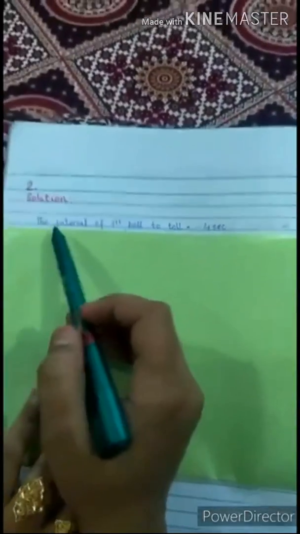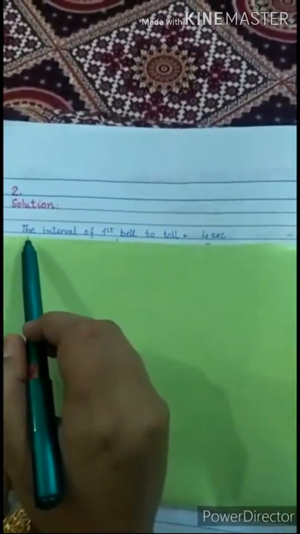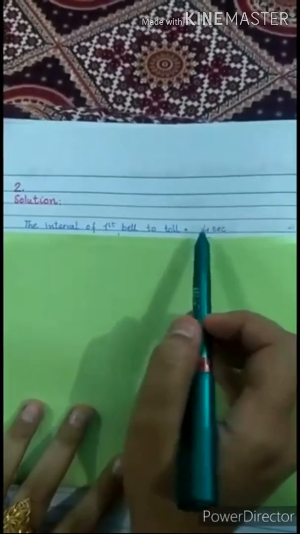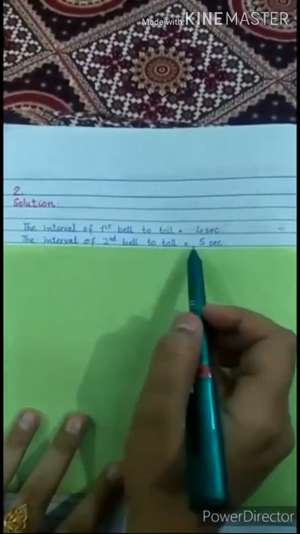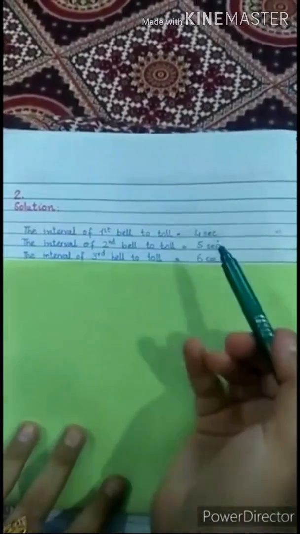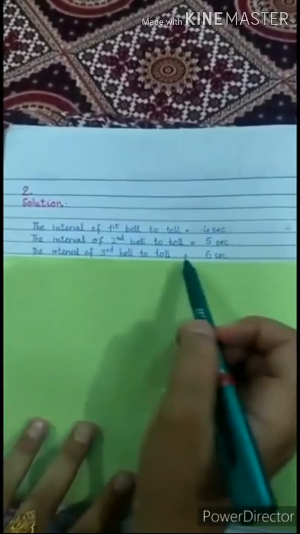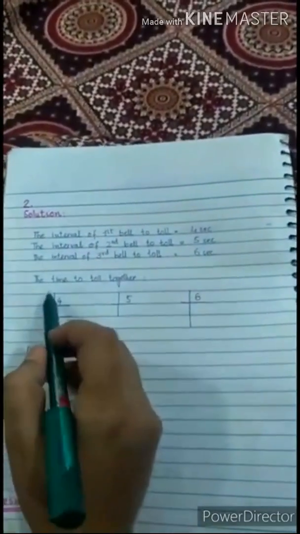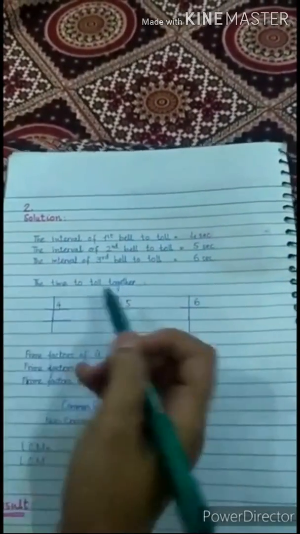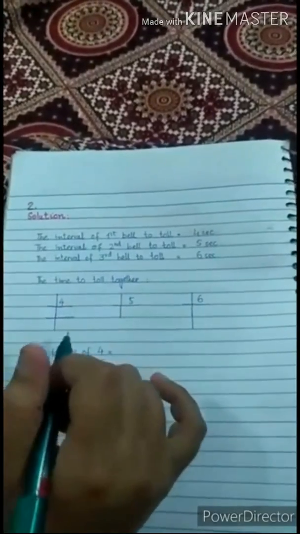Okay, the solution is: the first bell will toll at 4 seconds. So we will write the interval of the first bell to toll as equals to 4 seconds. The second bell will toll after 5 seconds. The third bell will toll after 6 seconds. So I have written a statement for this. You can use this statement. Now we are supposed to find out when the ring will be heard when all the 3 bells will be heard together.